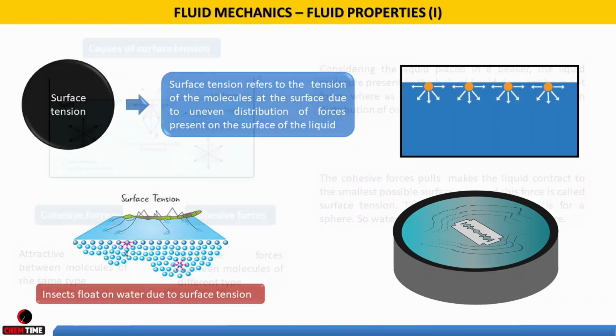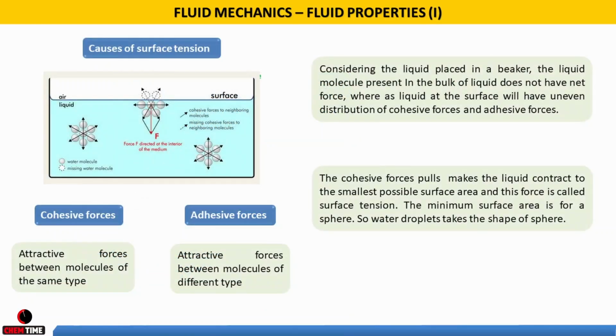Now, coming to the causes of surface tension, it can be influenced by two forces. One is cohesive forces, the second one is adhesive forces. Cohesive forces refers to attractive forces between molecules of the same type, and adhesive forces refers to attractive forces between molecules of different type. To explain surface tension, let us consider a liquid placed in a beaker.